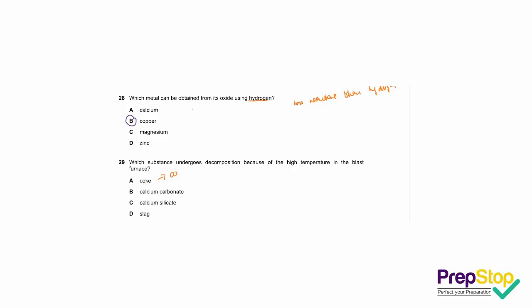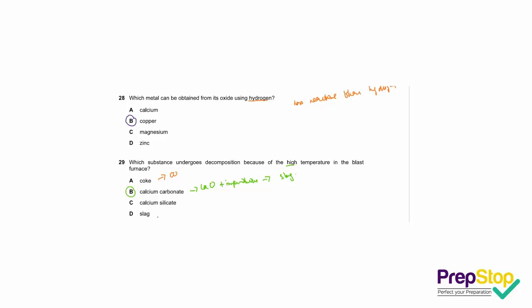Option B is calcium carbonate. So calcium carbonate in the blast furnace decomposes due to high temperature to form calcium oxide, which reacts with the impurities in the blast furnace to form slag. Hence we see that calcium carbonate is the substance which is decomposed. So it is the correct answer.